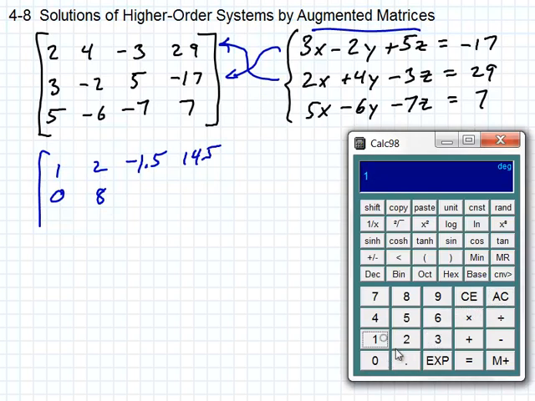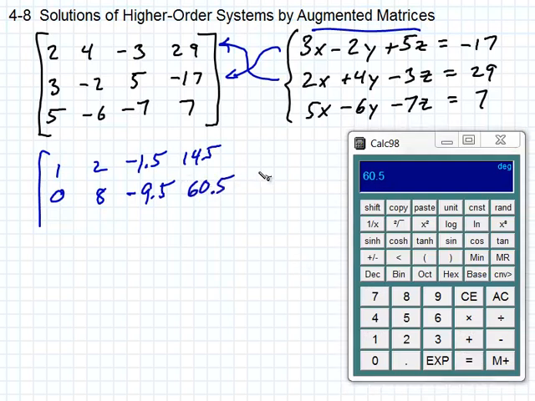3 times 1.5 is that. I'm going to change the sign, it's negative. Minus 5 is minus 9.5. And 3 times this, 14.5 times 3 is 43.5, minus a minus 17, so I'll just simply say plus 17 is 60.5.